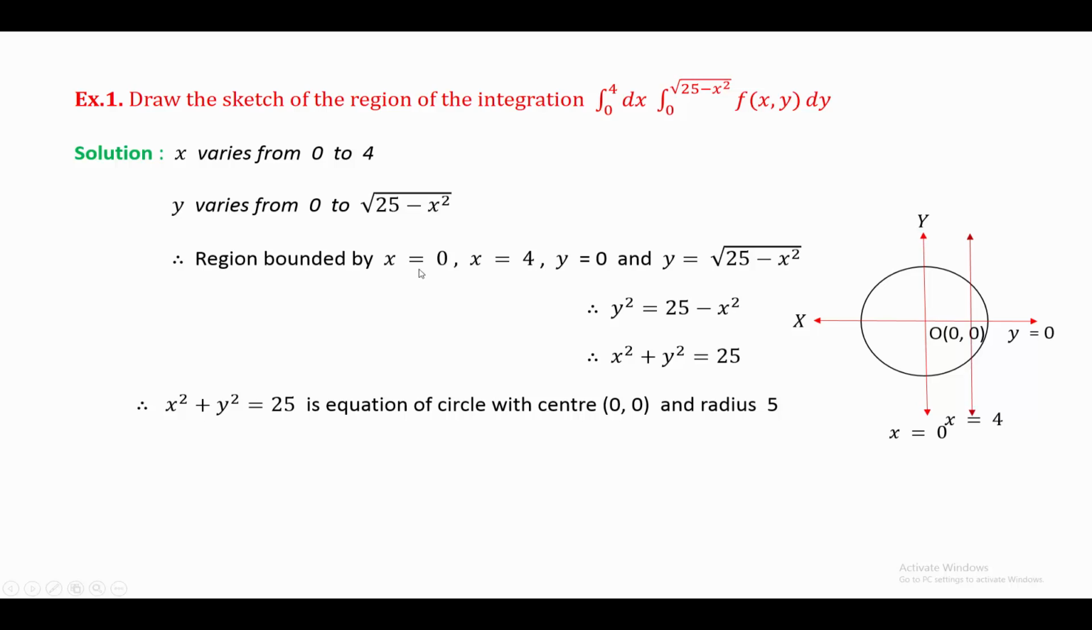Now the region in between x is 0, this line, the next line x is 4, this line, then the circle and y equal to 0, this line. Means only this portion is the required region. The region is this portion in this way, bounded by x is 0, x is 4, y is 0 and the circle. So only this portion is the region. This is the sketch of the given double integration.